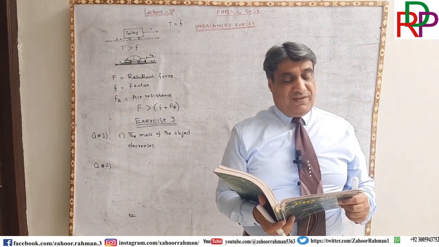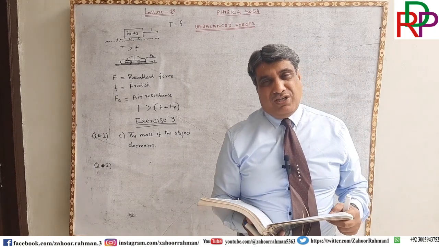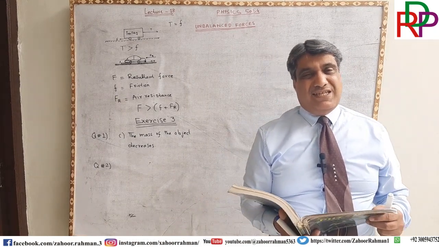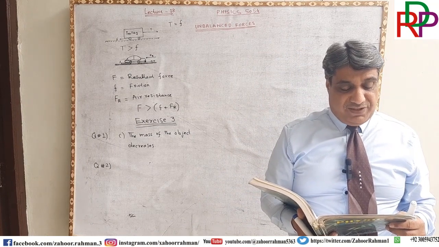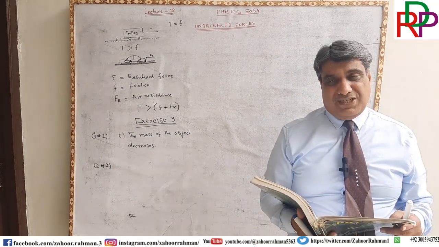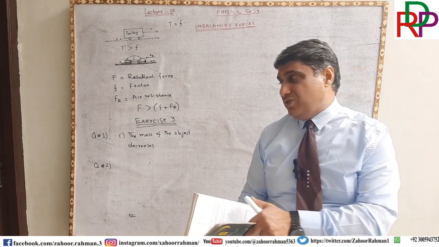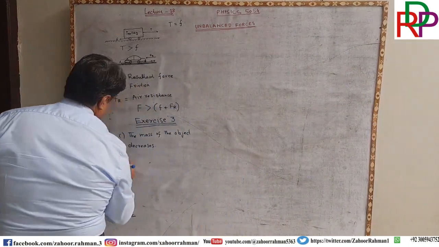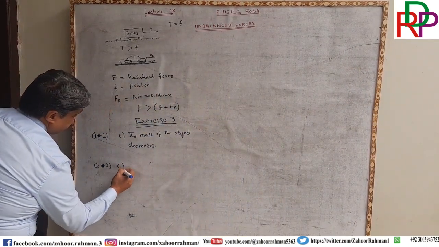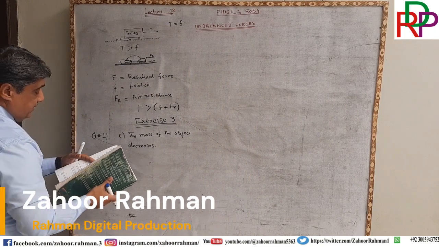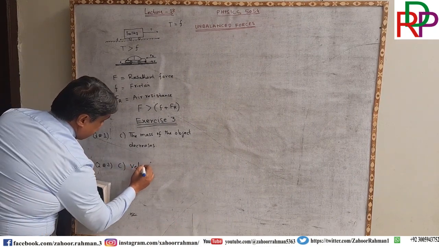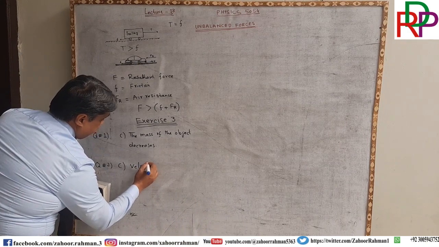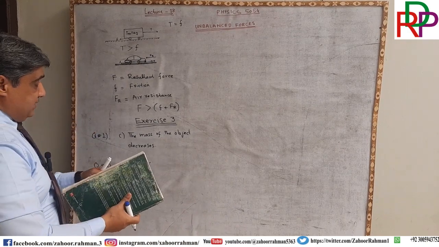The third option, velocity. Yes, we talked about velocity, that velocity has magnitude as well as direction. The D option is temperature. Temperature is also a scalar quantity, not a vector quantity. So in this case, C is the option, and the option is velocity. Yes, velocity is a vector quantity.